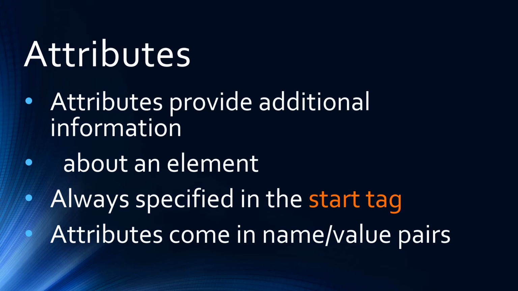So we mentioned before with the list that tags can have attributes. Attributes provide additional information about an element. Sometimes they're absolutely necessary, sometimes they're just supplemental. The important thing to remember is that attributes are always specified in the start tag, in the beginning, and attributes come in a name value pair.